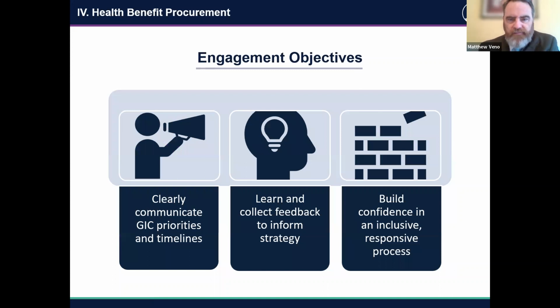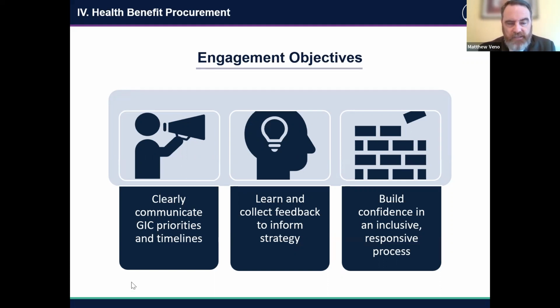So as I noted on the previous slide, we've been very busy engaging with members and other stakeholders about this procurement. We have 3 main objectives in doing this engagement type work. First, we want to make sure that we are clearly communicating our timeline for this process, the priorities that we have, which I'll speak about in a moment, so that all stakeholders are aware that this process is underway and where we're focusing most of our attention.